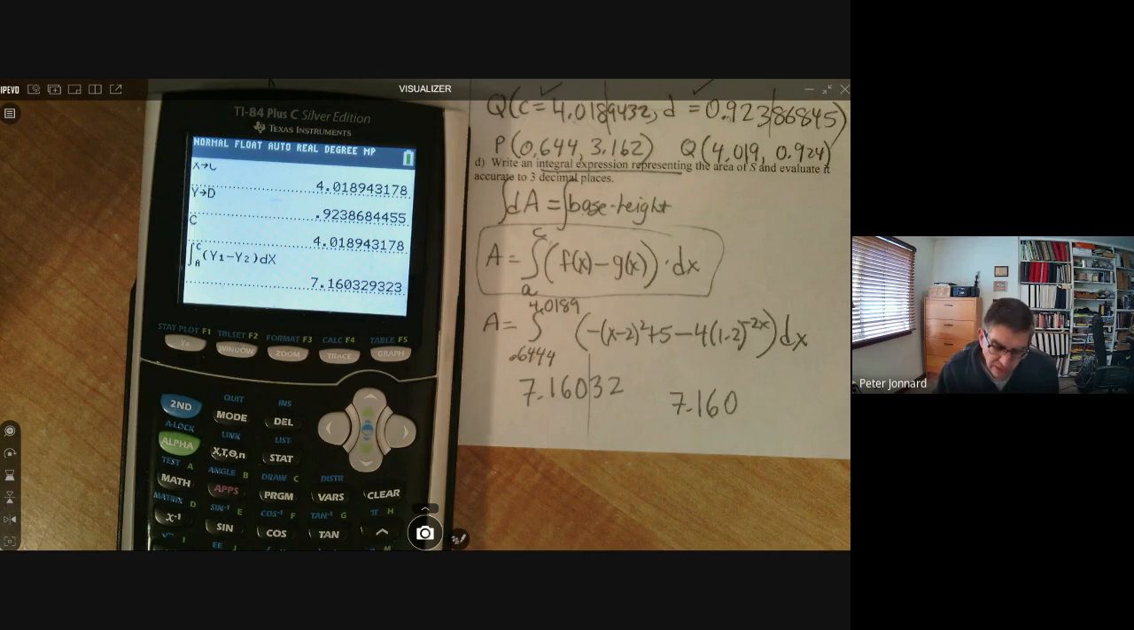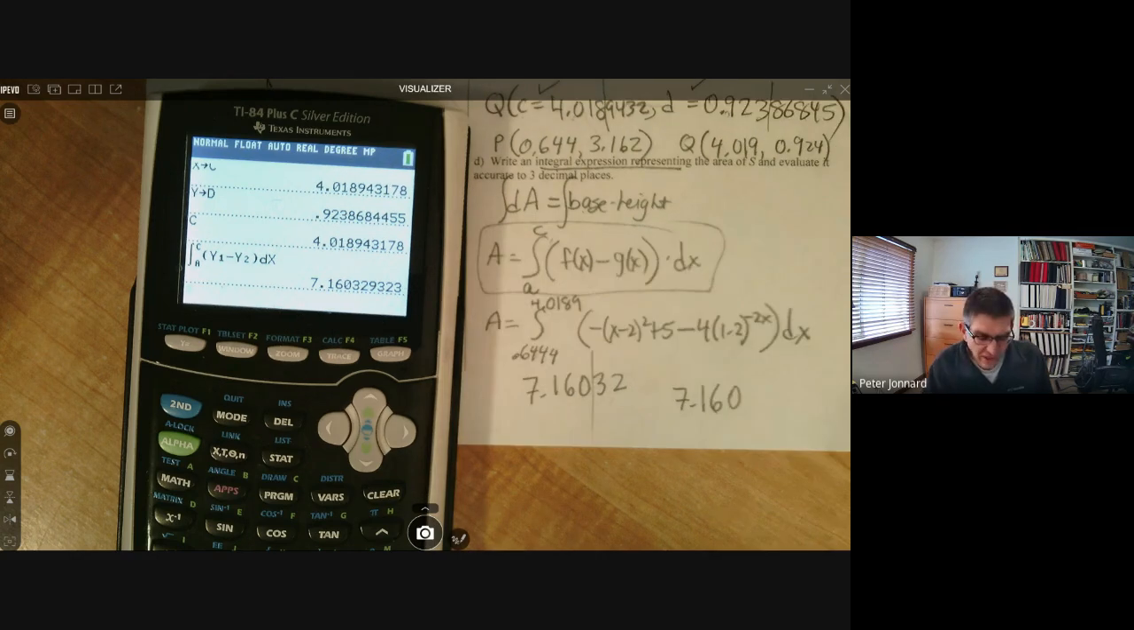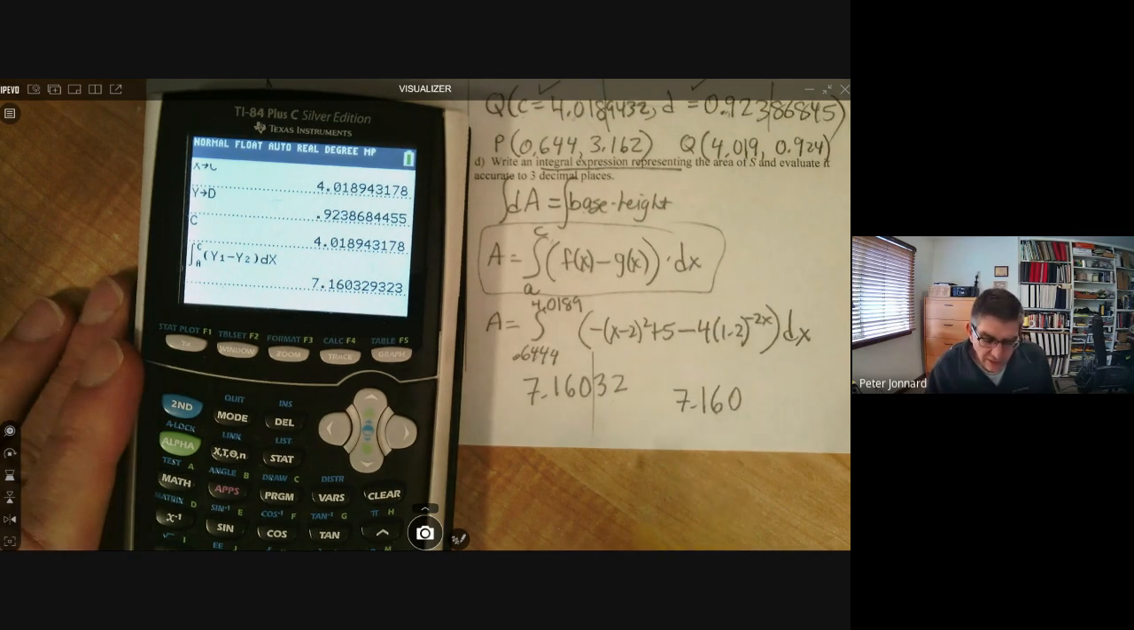If you write 7.16, I do believe on the AP test they would give you full credit, but I'm not 100% certain about that. Because if you write 7.16, that might indicate that you only rounded to 2 decimal places. And so I'm not certain. I'm pretty confident you'd be okay there. I would actually just write it out like this so that you're set.